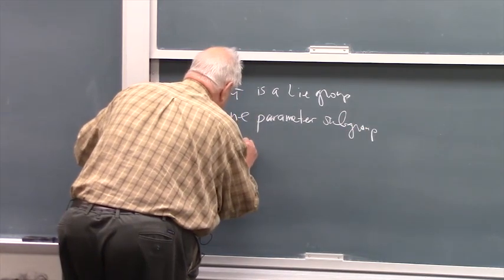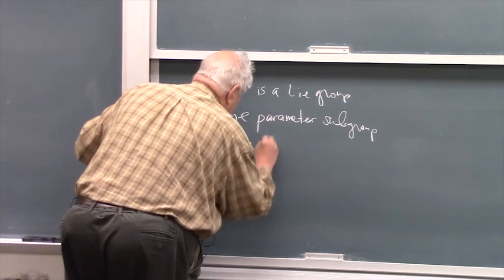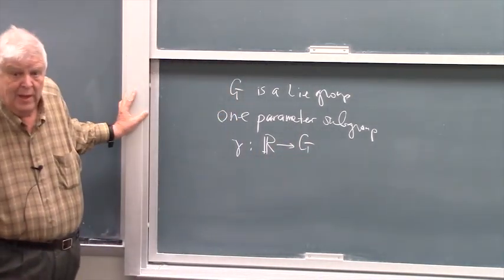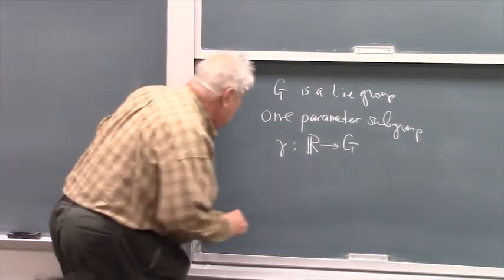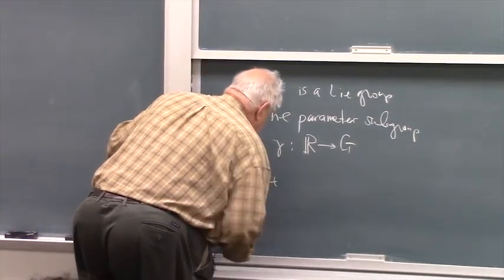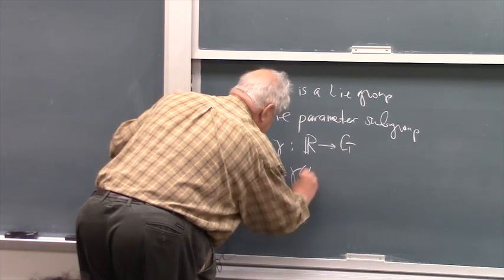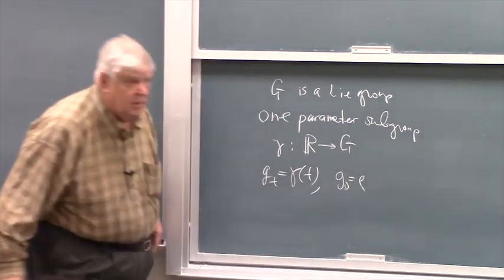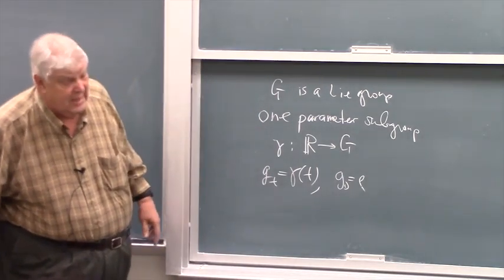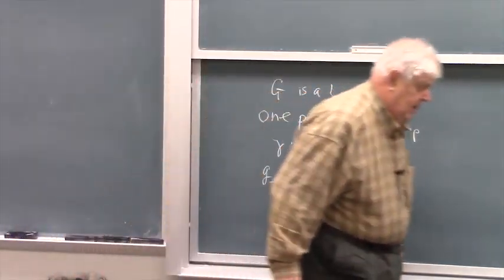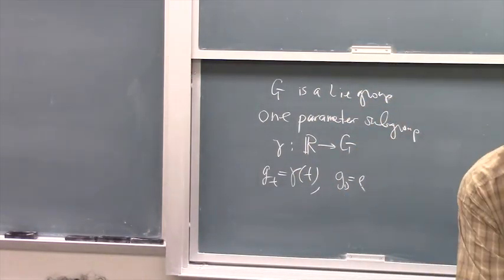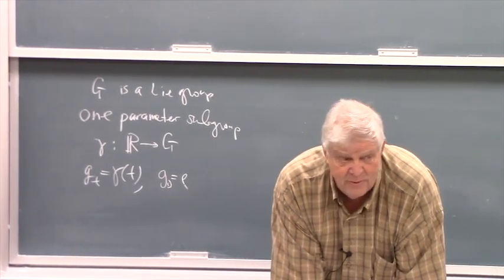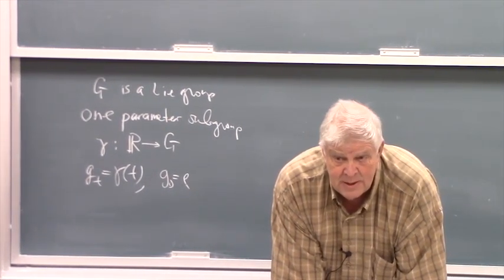A homomorphism, say gamma, of R into G. I can denote g sub t as gamma of t. So g sub 0 is certainly e because it is a homomorphism. Now, certainly its image is a subgroup. And let us discuss very briefly, because it is more or less obvious, what kind of subgroup it can be.